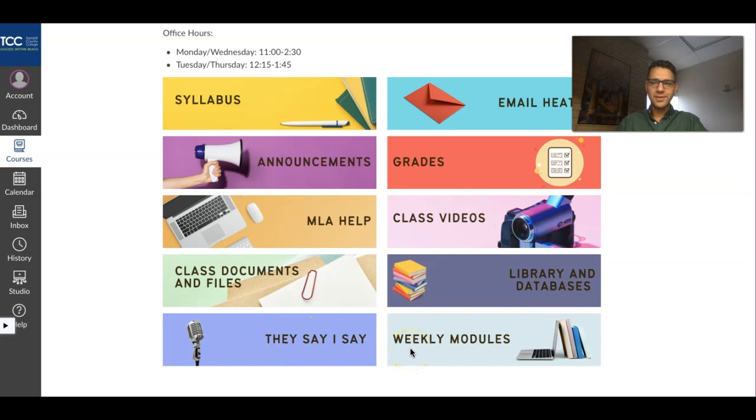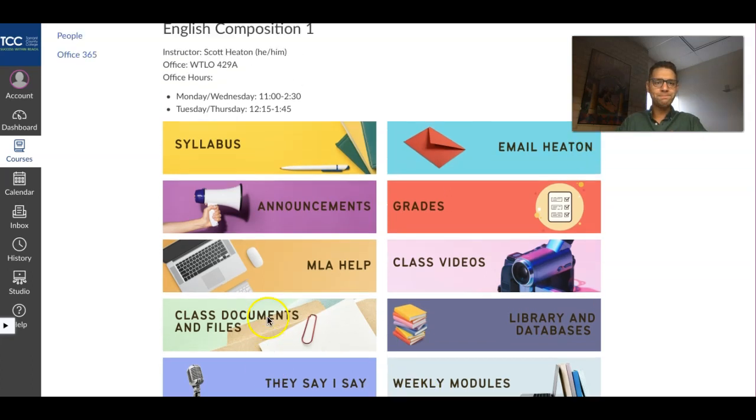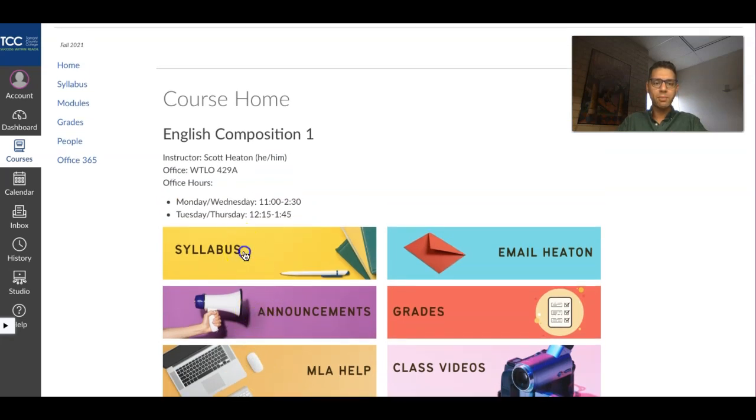And weekly modules, this is really how we're going to conduct class just every single week. You'll click on weekly modules, figure out the week that we're on, and that's going to give you your text that you're reading, the assignment, an introduction, everything that you're going to need for that upcoming week. Okay? All right, so let's knock out the boring stuff first.